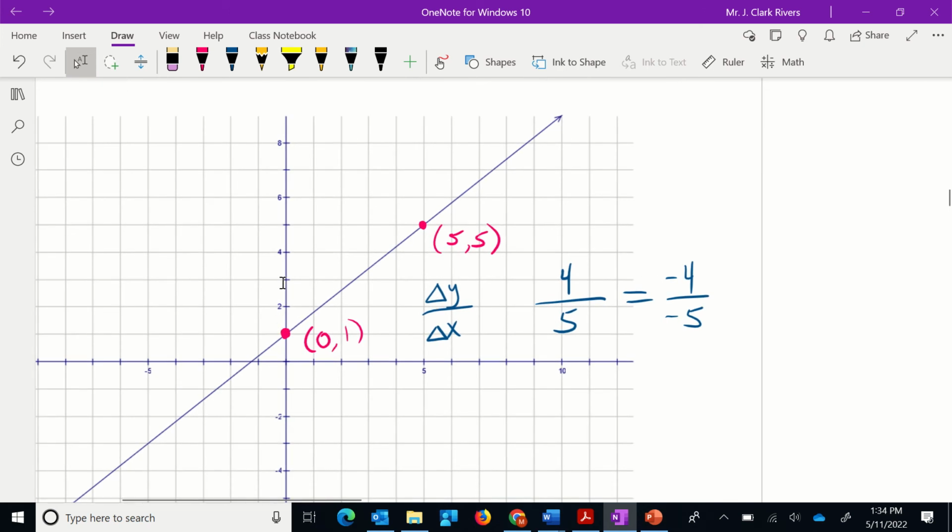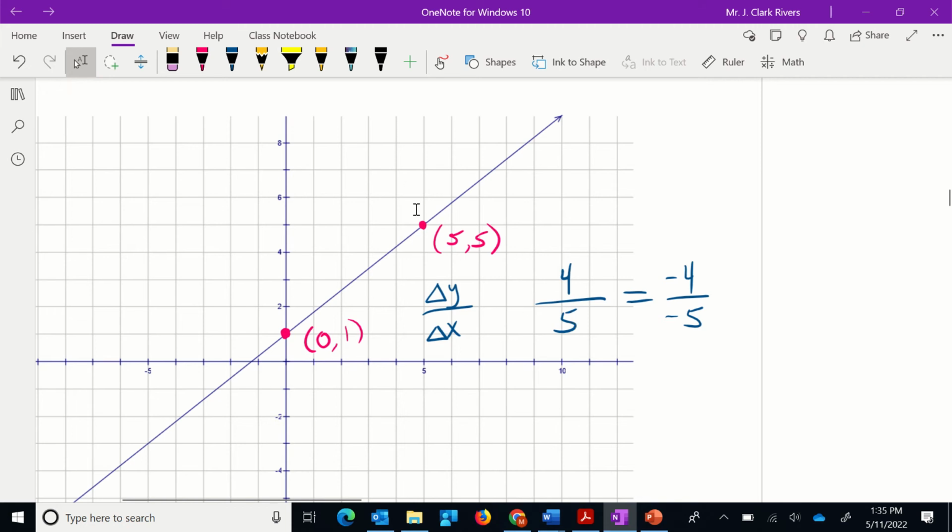We counted up 1, 2, 3, 4. So that gave us a change in y of 4. And then we went to the right, 1, 2, 3, 4, 5. So the denominator was 5. So it's your vertical change. In this case, we went up. That's the positive y direction. Over the horizontal change, we went to the right. That's the positive x direction, 5.